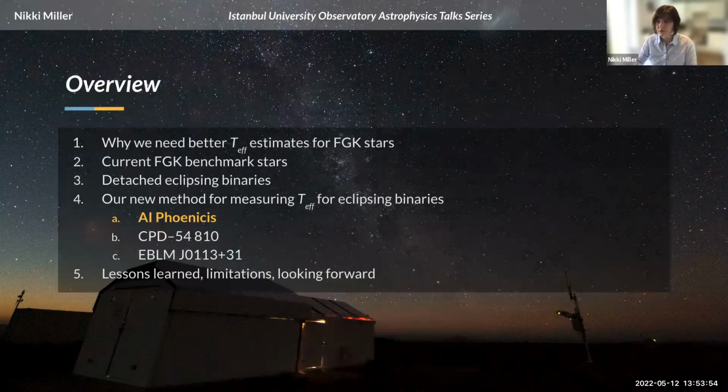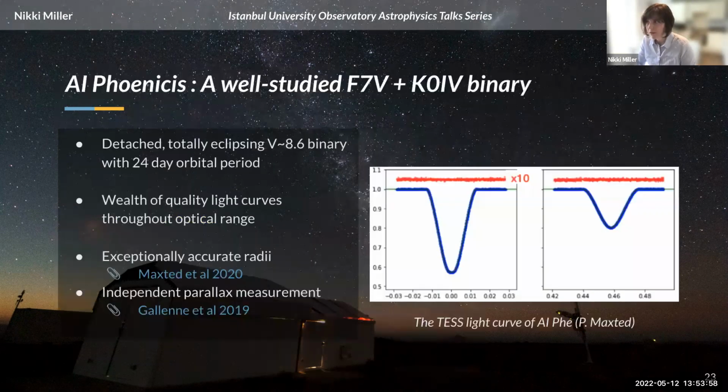So how does this look when we actually start applying it to different systems? First of all, AI FE is a very well studied F+K binary, and it's a detached system. All of these are. It's totally eclipsing, and it has a 24-day orbital period. You can see its TESS light curve on the right. It's such good quality data that the residual of the fit has been multiplied by 10, so you can actually see it.